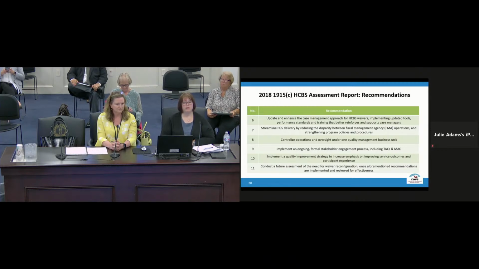We want to implement a quality improvement strategy, looking at outcomes and participant experience. So again, focusing on the quality and measuring what we did, did it make a difference, or do we need to go back to the drawing board? And then in the future, looking at, is there a way to reconfigure the waivers so that it would serve more people, or that possibly would be more effective, or that would allow us to do more things?